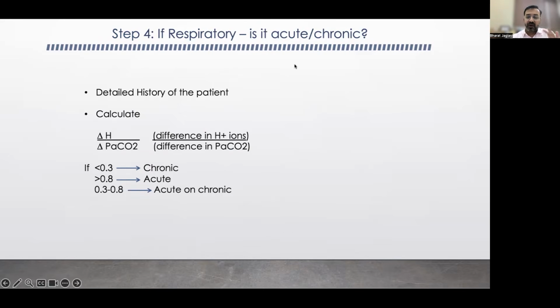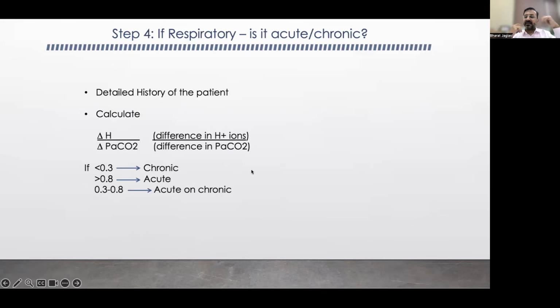So calculate the difference in the hydrogen ion and the difference in the PaCO2, and look at the ratio of delta H to delta PaCO2. If the ratio is less than 0.3, it's chronic. If the ratio is more than 0.8, it's acute. And if the ratio is somewhere in between 0.3 and 0.8, it's called acute on chronic.